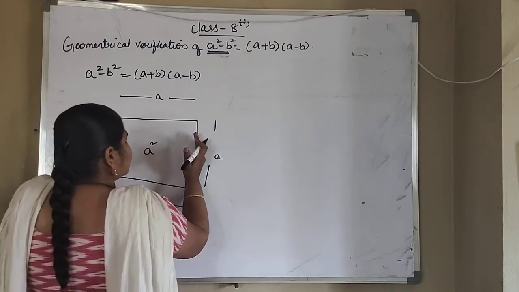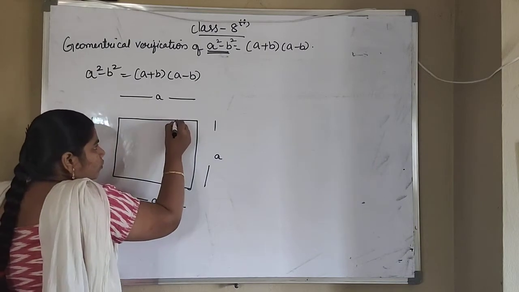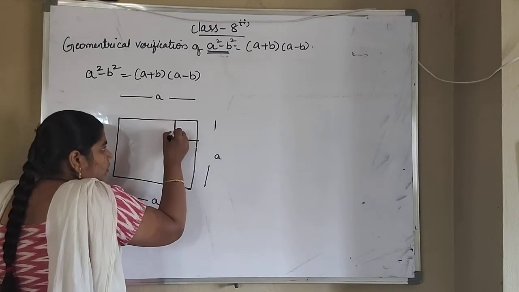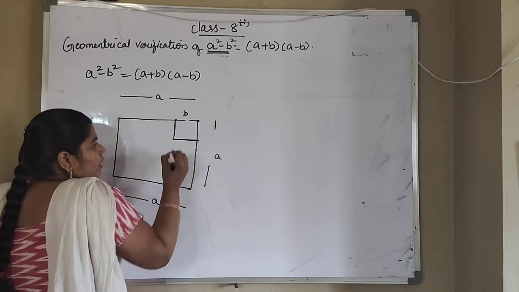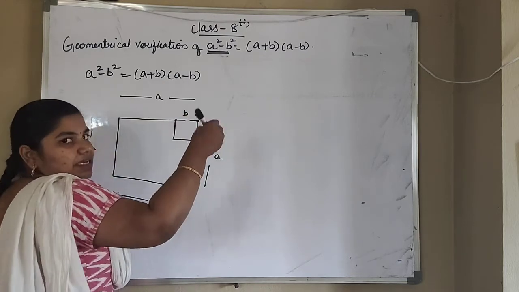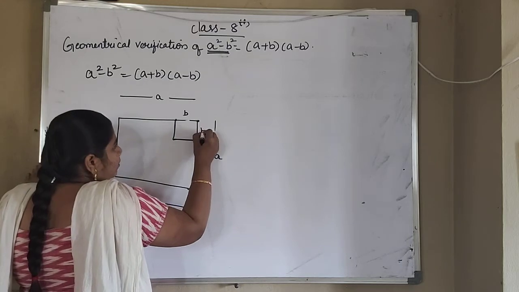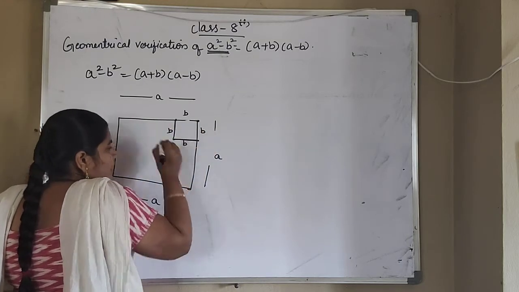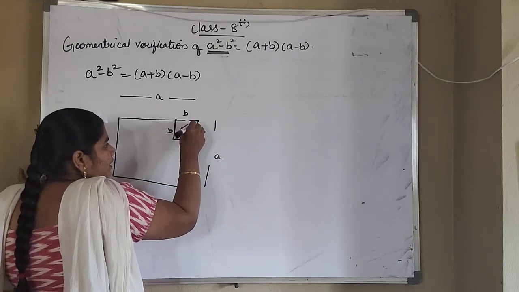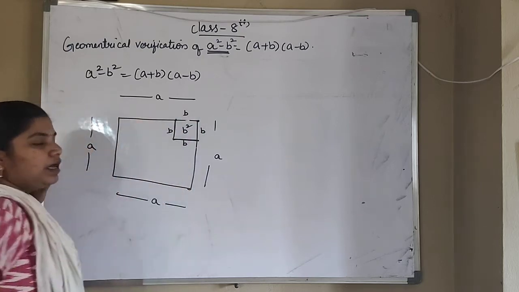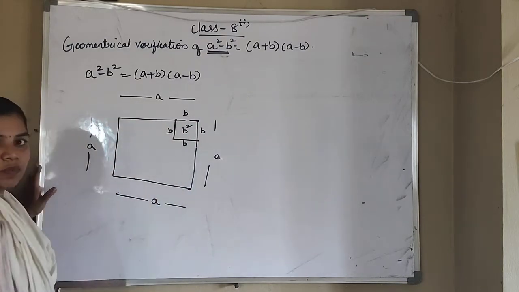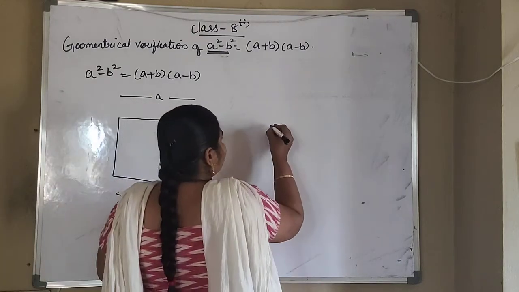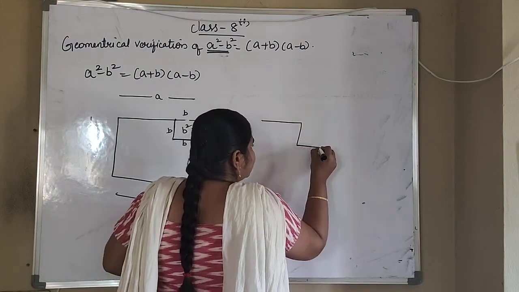So from this A square I have to remove one B square part. So this is the B square part. From here to here that is B. Square means all sides will be equal: B, B, B, B. The area of this square is B square. Okay. Now from A square we have removed the B square. So what is the A square minus B square part? It will be like this.